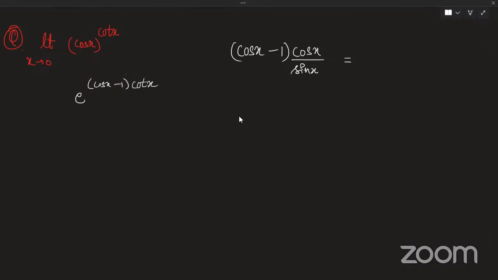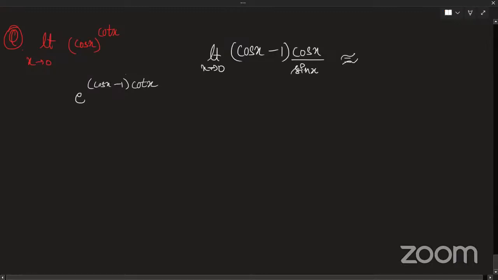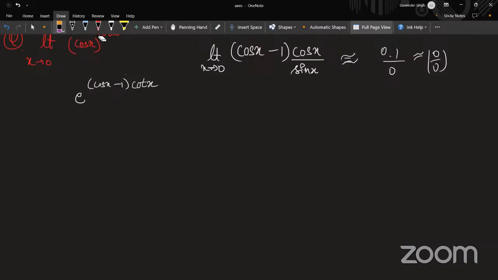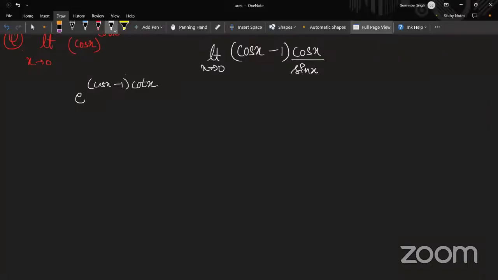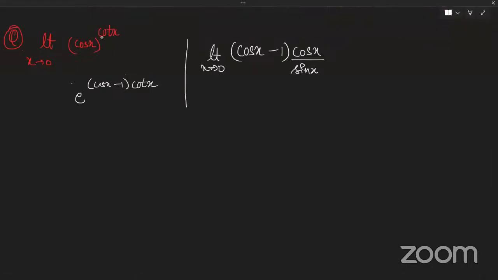You ignored this sin x. So I have got this thing over here, and my limit x is tending to 0. If I just substitute bluntly the value of x as 0, I will get 0 into 1 by 0. So it is 0 by 0 form. It is not 0 because there is a sin x in the denominator also. I will need to evaluate that thing also.